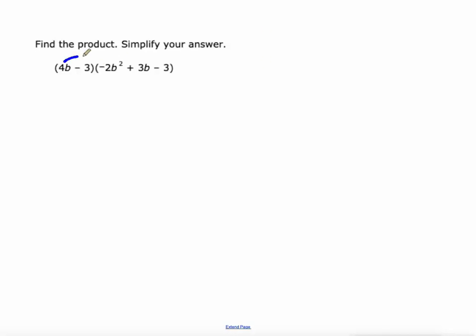So I'm going to multiply 4b times all three of the terms in this trinomial. So 4b times -2b squared is -8b cubed. 4b times 3b is 12b squared. And 4b times -3 is -12b.